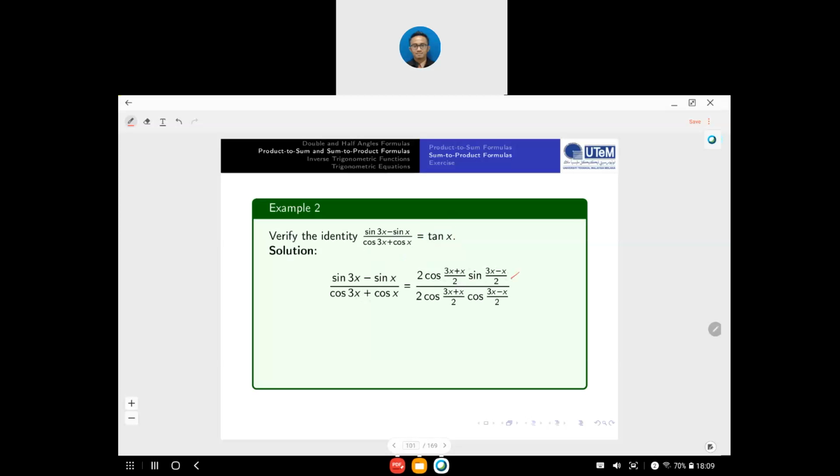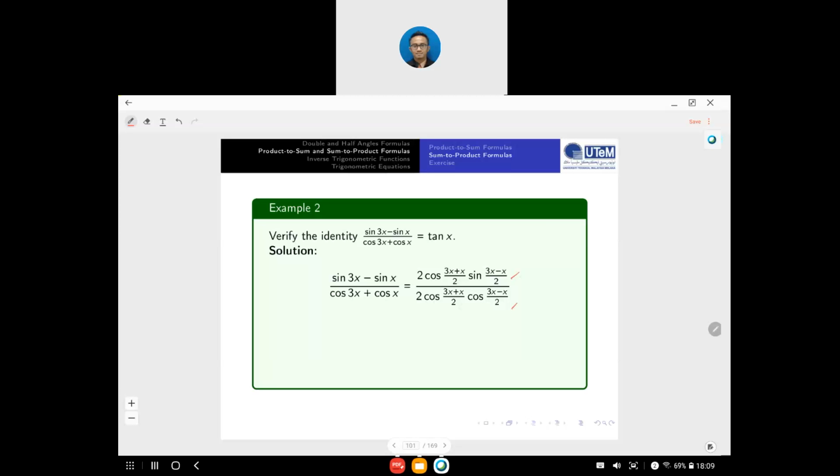And then cos 3x plus cos x. So this one is sum to product. So it becomes 2 cos (3x plus x) divided by 2 times cos (3x minus x) divided by 2. Okay. So, since this one, we can simplify.